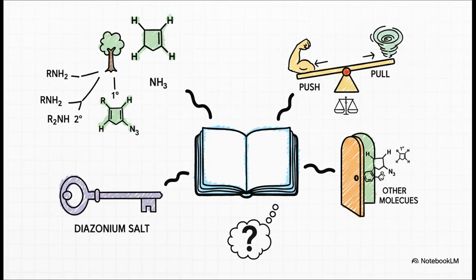Phew, okay, let's take a deep breath. What did we actually learn today? Let's do a super quick recap. We learned that amines are just the children of parent ammonia. We learned that their basicity is just a game of push and pull effects on that lone pair. And we learned that diazonium salts are like magic keys.